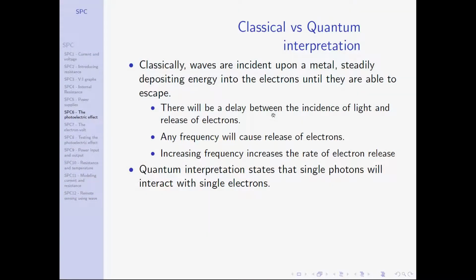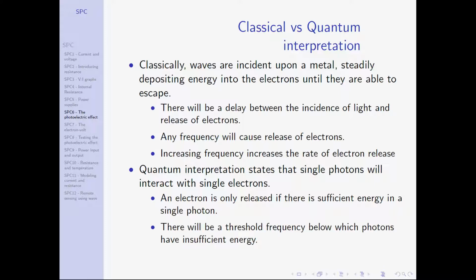So we've got single photons, instant, and that means that the electrons only get released if this single photon has got enough energy to let it escape. So that means there's going to be a threshold frequency, a minimum frequency, so that this single photon has got enough energy to pass on to the electron for it to escape.